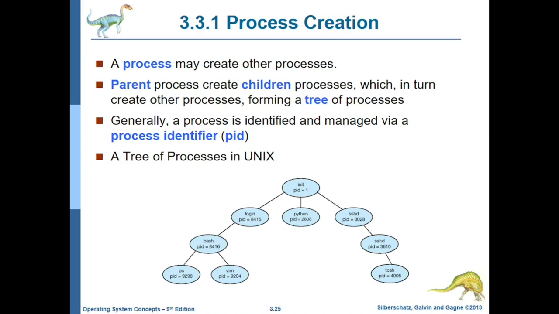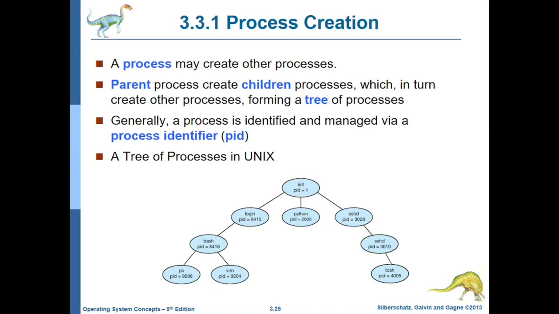The slide shows an example of a tree of processes in Unix. The root process is systemd, which has a process identifier, or PID, of 1. A PID is a unique number that is assigned to each process by the operating system. Systemd creates several child processes such as login-d, Python, and SSHD.